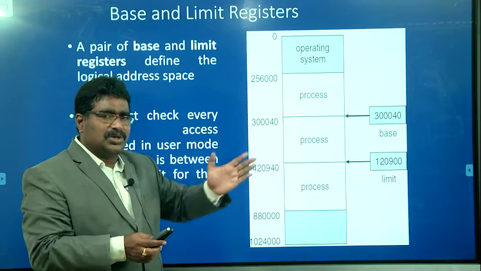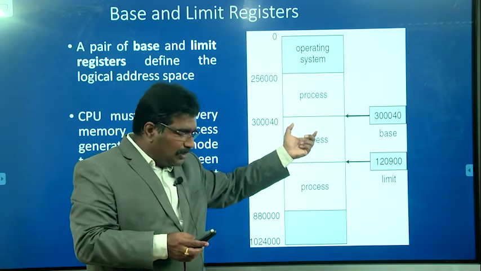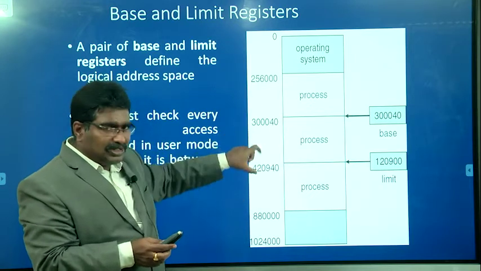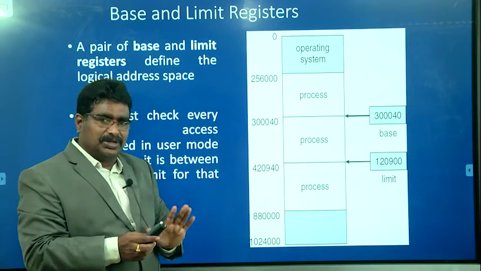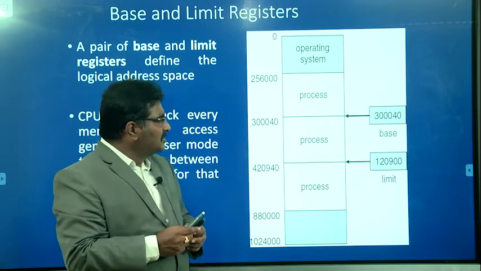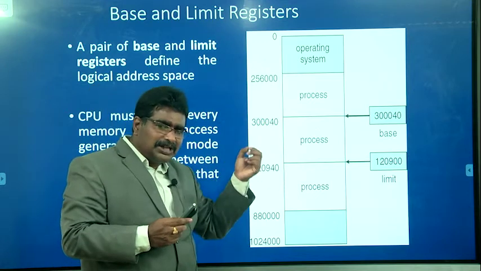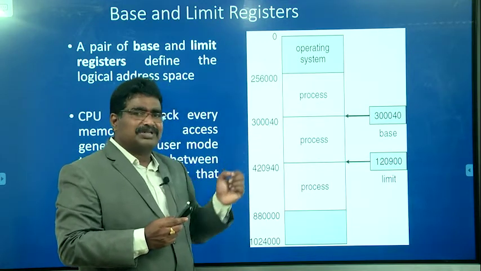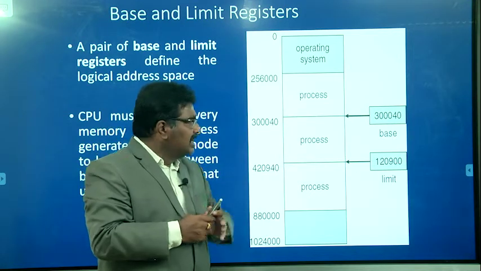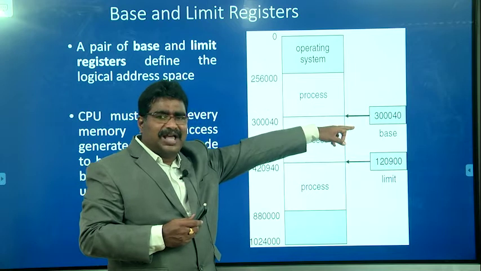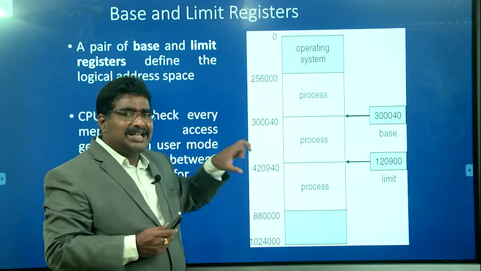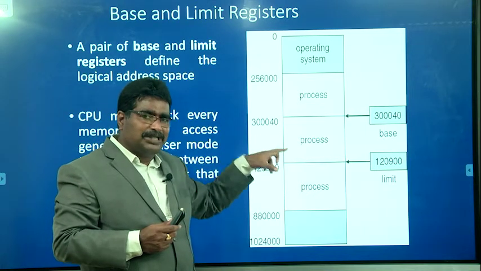The base register holds the starting address of the particular process in the primary memory, and the limit register holds the size of the memory allocated to the particular process. And what is the advantage of the base and limit register? The logical address only gives the instruction location from the particular process's beginning onwards. Once we have the logical address, we simply add it with the base register value, then we get the physical address. That is where that instruction or the data is actually available in the primary memory.